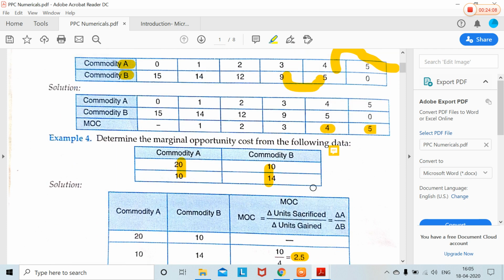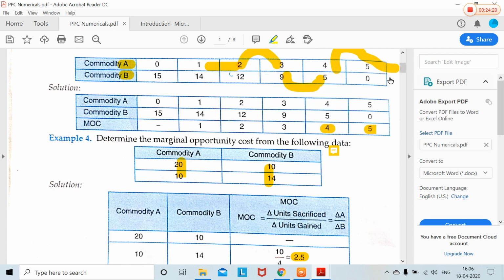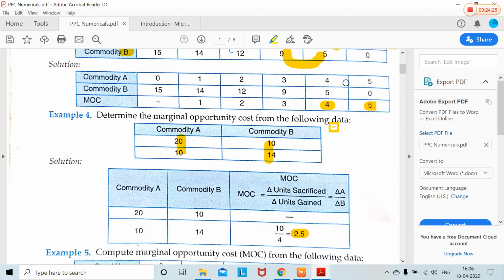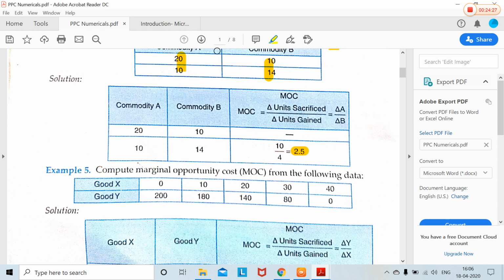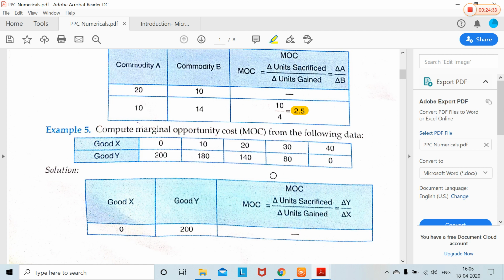In the previous question, we did not have to divide anything. Why? Because the gain was already given for 1 unit every time. We were going from 1 to 2, then from 2 to 3, and 3 to 4, and so on. So in that case, whatever loss was there was always for 1 unit, and there was no need to divide anything. In this case, the loss which is given is meant for 4 units, so we had to divide. Let's take the next question.